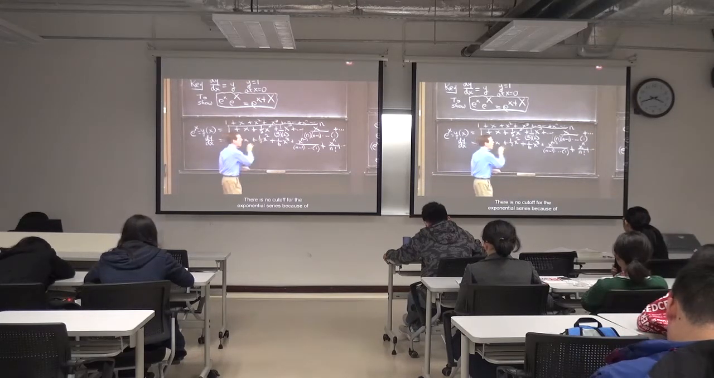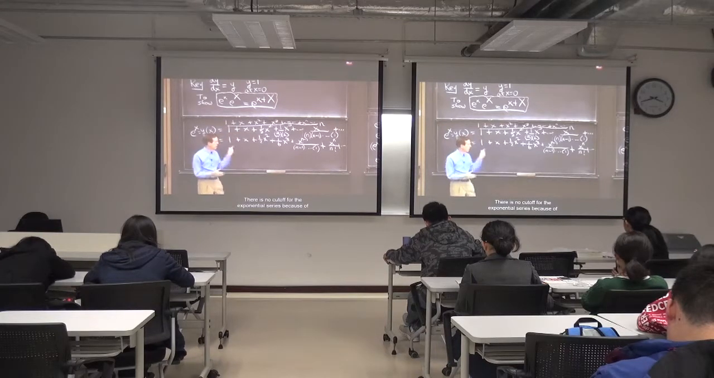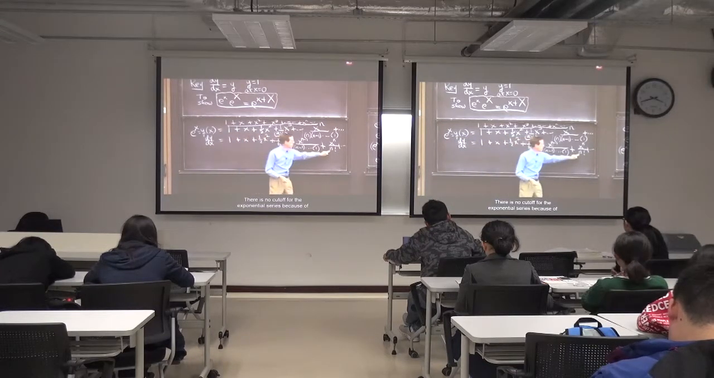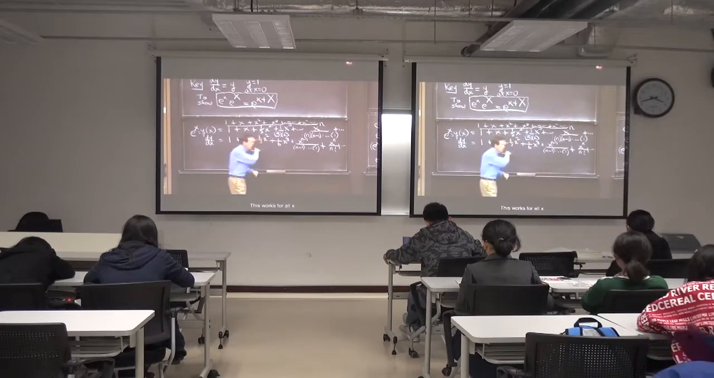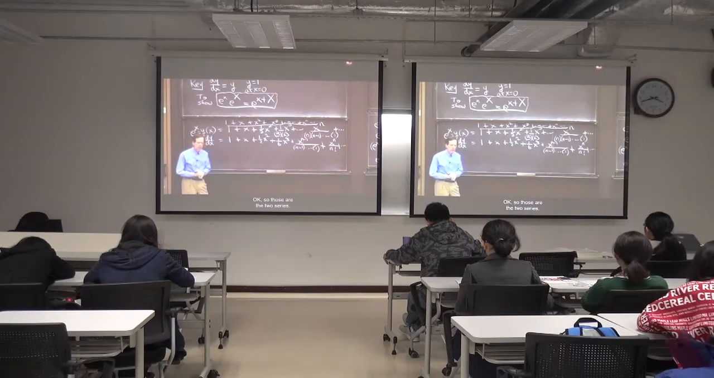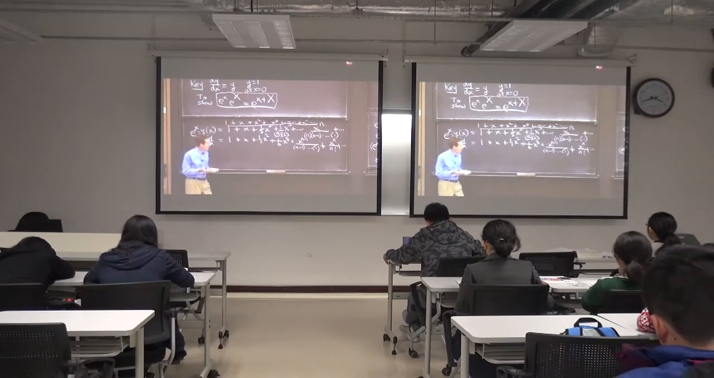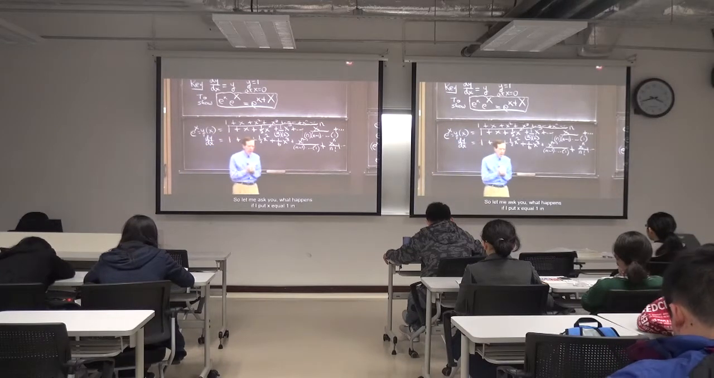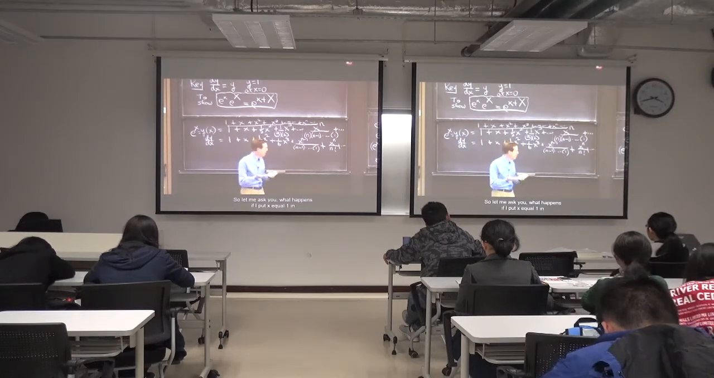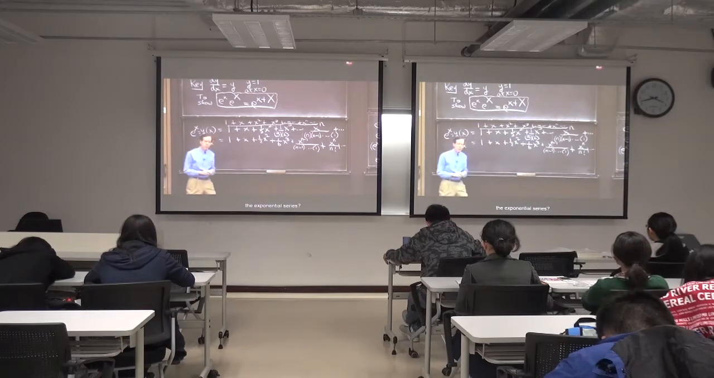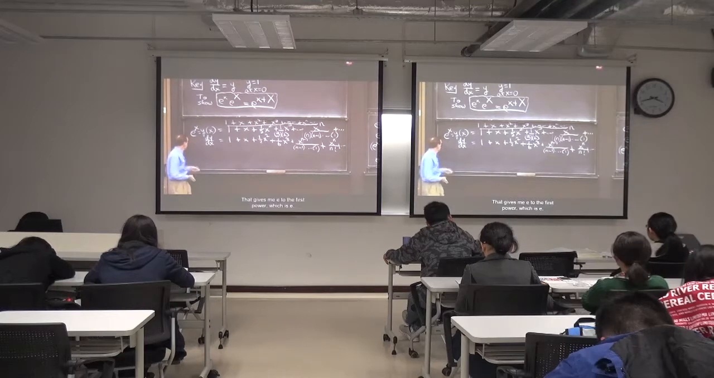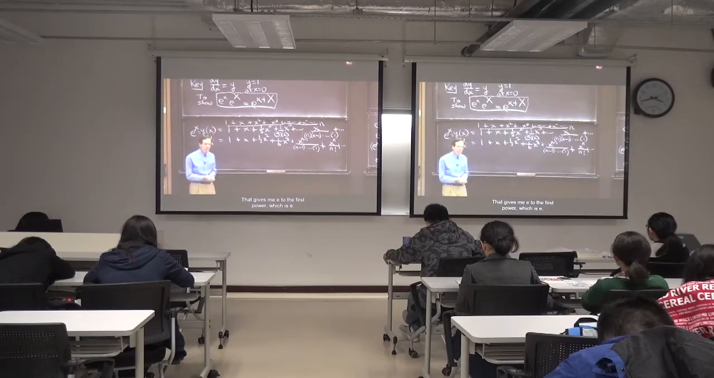There is no cutoff for that exponential series because of dividing by these bigger and bigger numbers. This works for all x. Okay, so those are the two series. Now, let me ask you, what happens if I put x equal 1 in the exponential series? That gives me e to the first power, which is e.